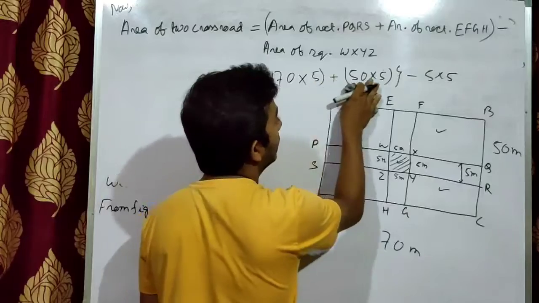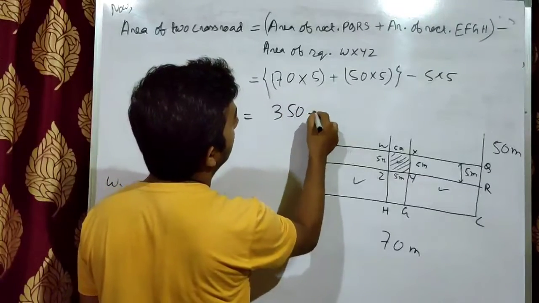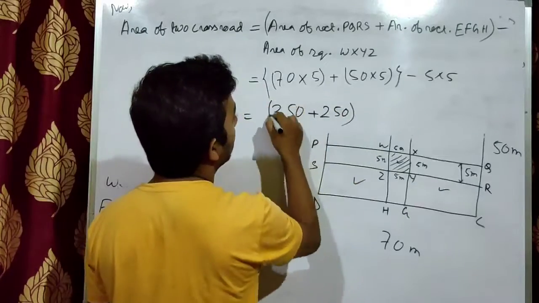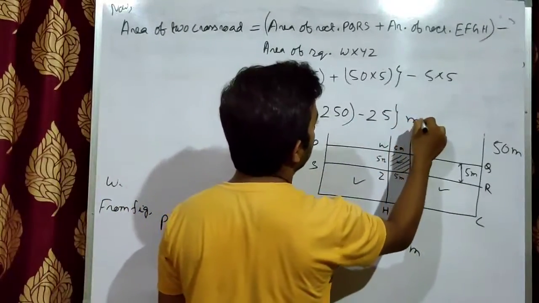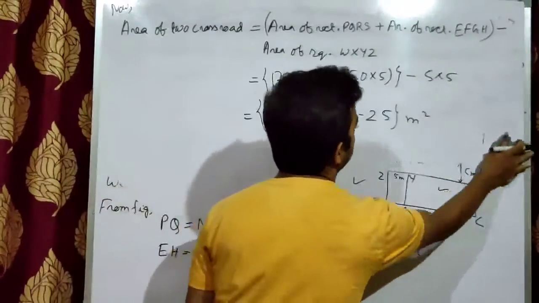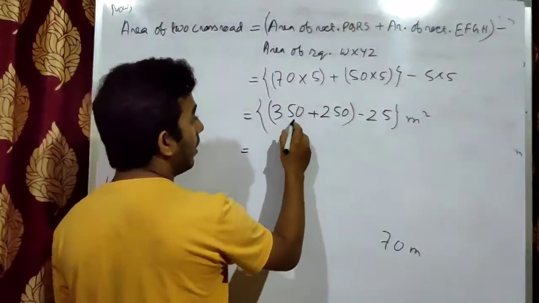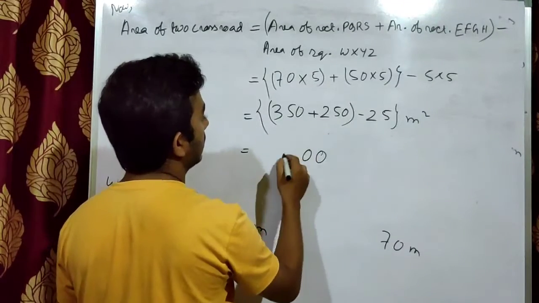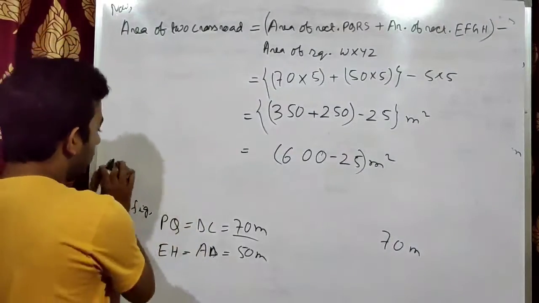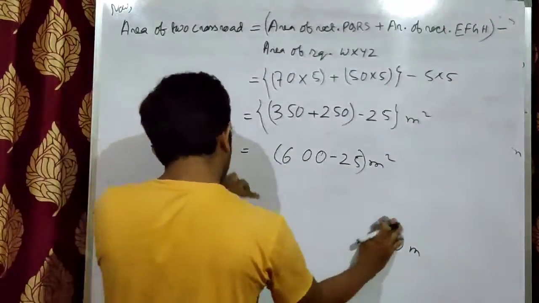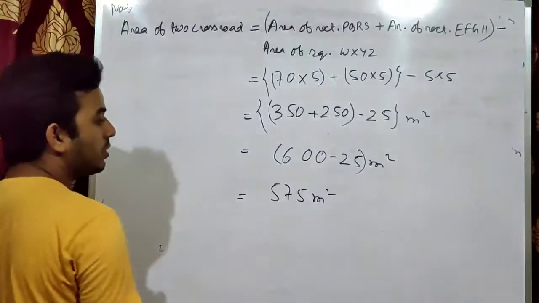So now we'll multiply. 7 into 5 is 35, so 350 plus 250 minus 25. Clear? We'll give second bracket, meter square. So now if we add, we get 600 minus 25 meter square. 600 minus 20 is 580. If you subtract 5 more, it will be 575 meter square. That means area of the two crossroads is 575 meter square.